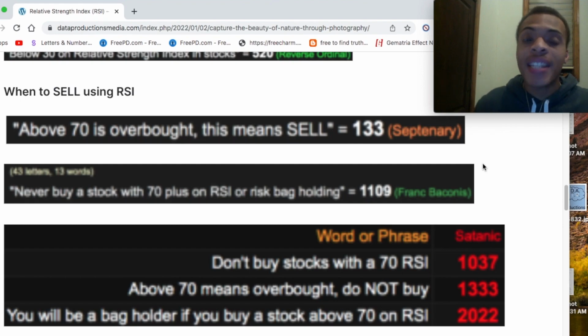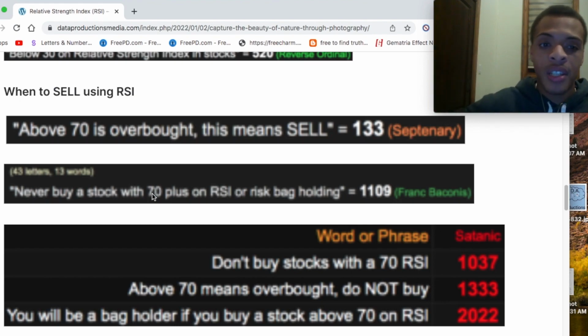Now, when to sell using RSI. Above 70 is overbought. This means sell. 133 in septenary. It keeps it easy for you. If you've been in the stock for a while and it's hitting 70, sell the thing. Never buy a stock with 70 plus on RSI or risk bag holding.